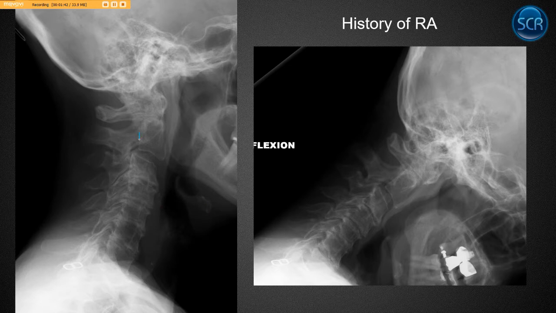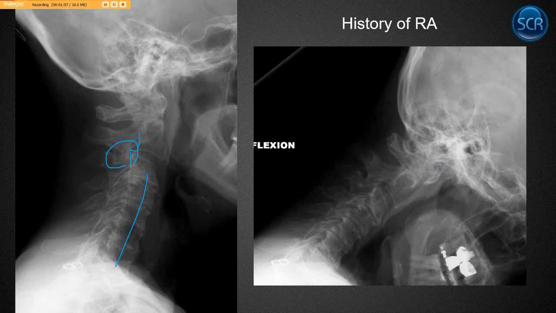So when we look at this image, this person has RA, so we expect cervical spine involvement. They have a spondy here, which is associated with this facet arthrosis. They've got severe degenerative disc disease kind of throughout. But the main thing here is that anytime we have RA, we're worried about atlantodental instability.